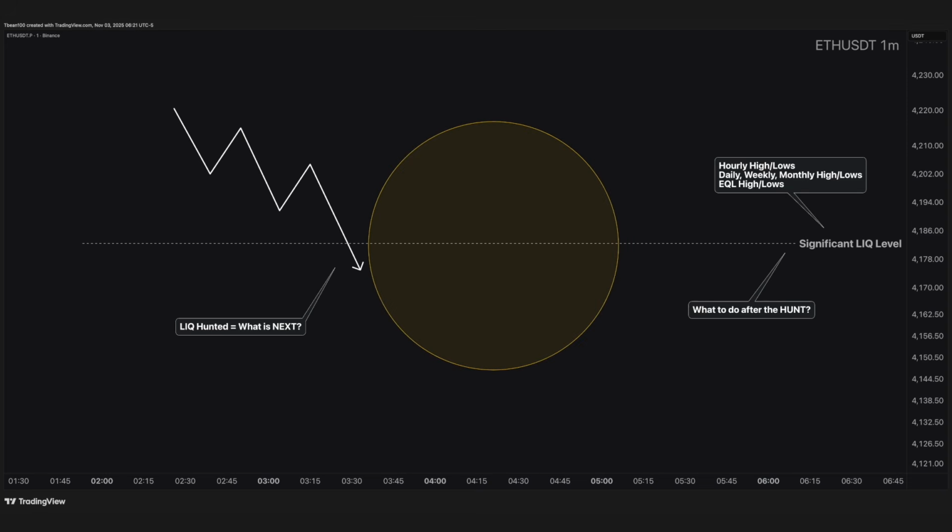Once a major liquidity level is taken out, the first thing you should do is just wait a bit. Take a step back and watch the price and really observe what is going on here. See how the market reacts right after the liquidity hunt. Usually, there are two possible outcomes. Either the move continues in the same direction or it reverses.